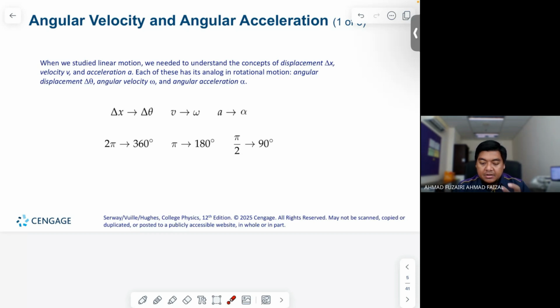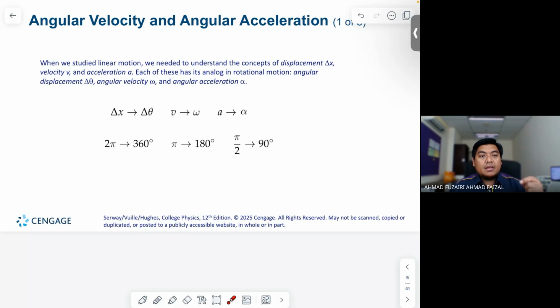So in rotational motion, everything is the same as what we learn in linear motion. For example, we learn about displacement, velocity, and acceleration. In this case, in rotational motion, we learn about angular displacement, angular velocity, and angular acceleration. So you need to look from a different perspective when you talk about some terms used in linear motion.